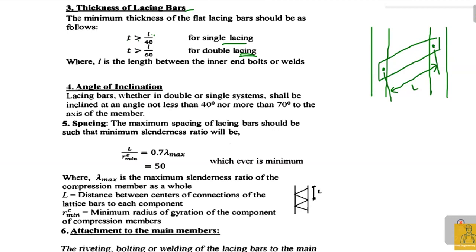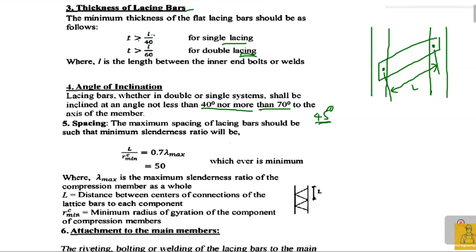So next, angle of inclination, it is 40 and not more than 70. So generally what we adopt is 45. But 45 is not a constant value, it can change. And next is spacing. What is spacing, guys?